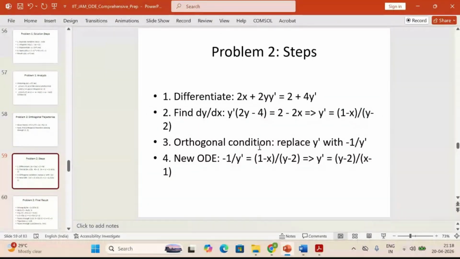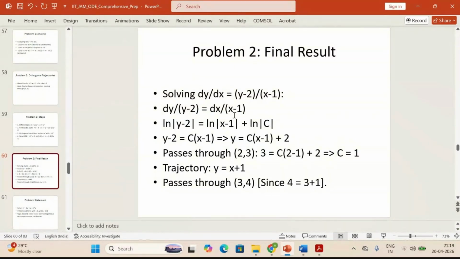So then we apply the orthogonal condition. Replace y prime with minus 1 by y prime. So the new ODE is minus 1 by y prime equals (1 minus x) by (y minus 2), which is y prime equals (y minus 2) divided by (x minus 1). And so this is the new ODE. Then you just substitute that it has to pass through the point (2, 3), and that should give you the value of the constant. So the trajectory will finally be y equals x plus 1.